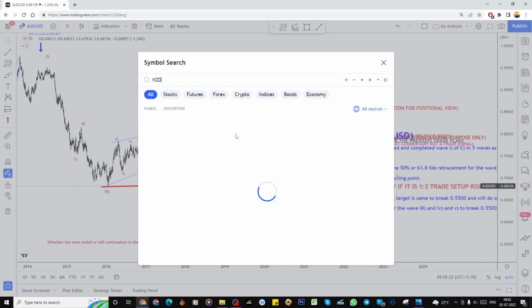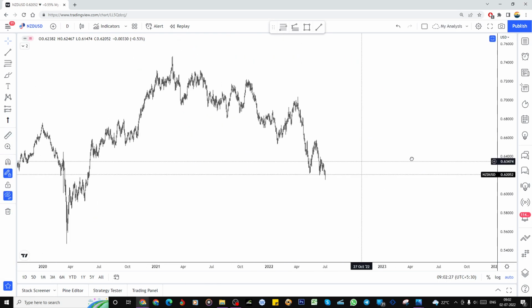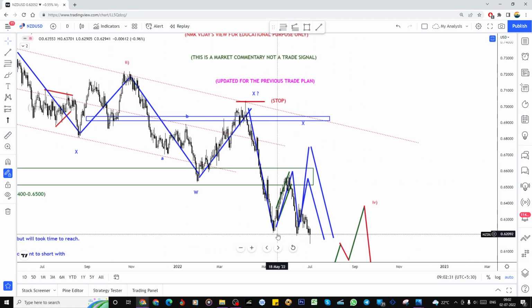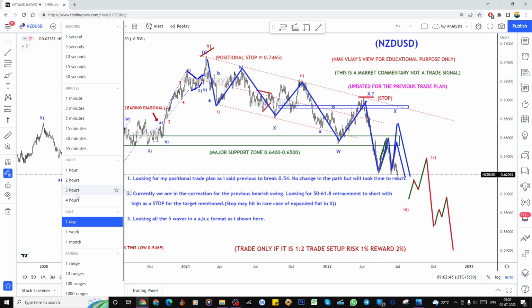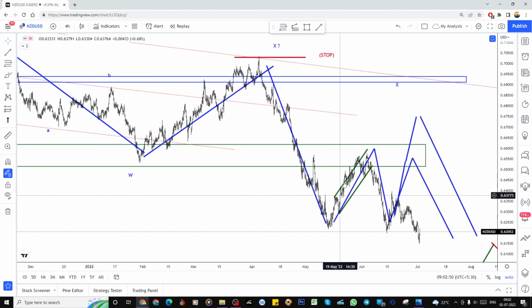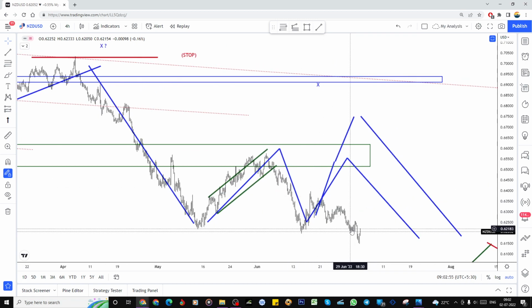So let's move on to the New Zealand dollar. Here it's already broken this low, and we already mentioned that from here it can do a running flat, but again and again it is making that lower low. So wait for this pattern to complete. It isn't sell only, but what we are expecting, the market is not giving like that. And the same pattern is looking like in the Australian dollar.